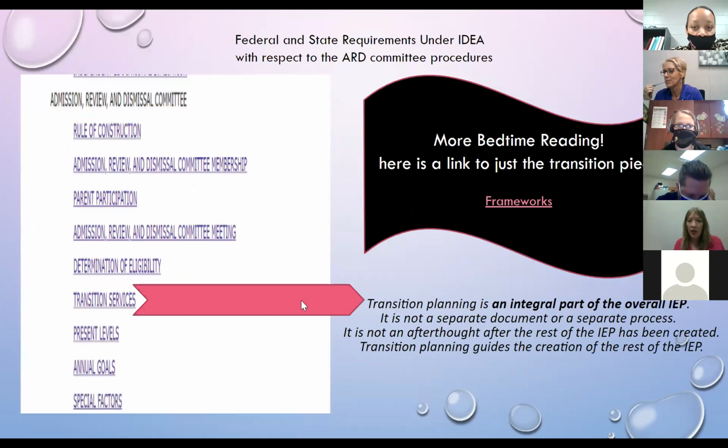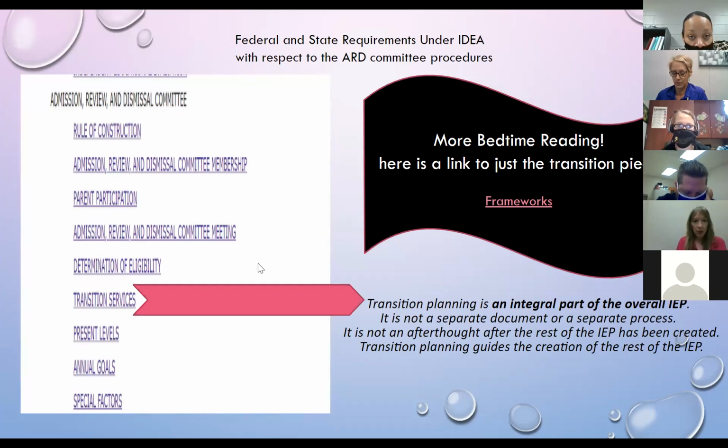And this is where you find transition, okay? And as you see, it really is an important part. It's listed in the regulations. It's an important part of the IEP meeting. It comes right after the determination of eligibility and just before the present levels. And so what that tells us is that it, along with eligibility assessment, drives the rest of the IEP. And it really is the vision and the framework for team members to develop the plan for the student.